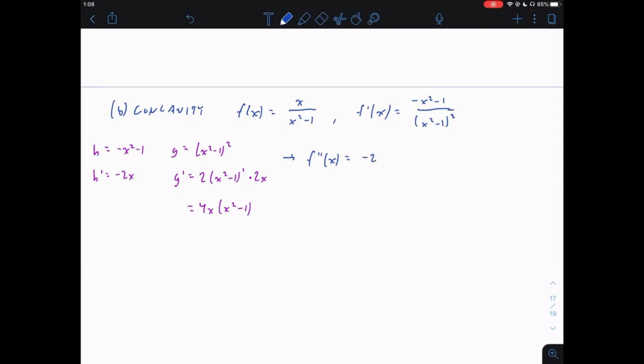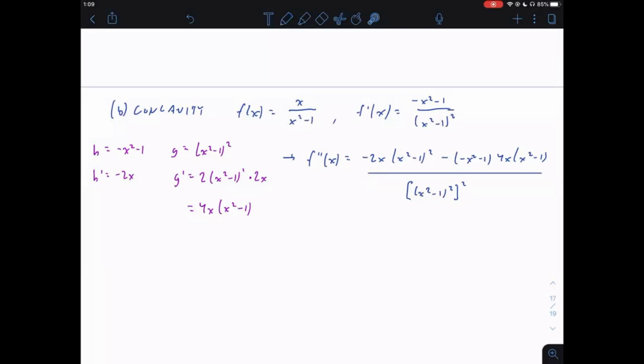So h prime, so negative 2x times g, which was x squared minus 1 squared, minus h, which was negative x squared minus 1 times g prime, which was 4x times x squared minus 1, all over g squared. And we've got to be careful as well. G is x squared minus 1 squared, which means on the bottom, we're going to have in brackets here, x squared minus 1 squared, squared, or double squared here. Okay.